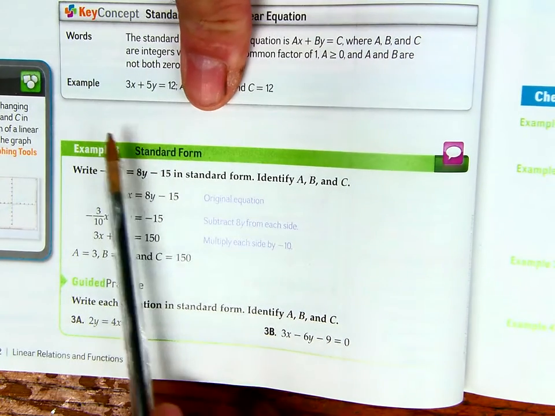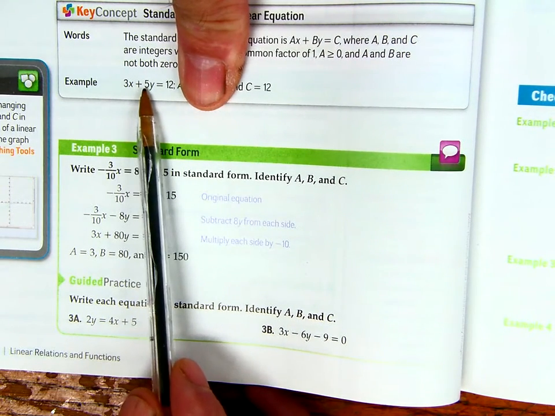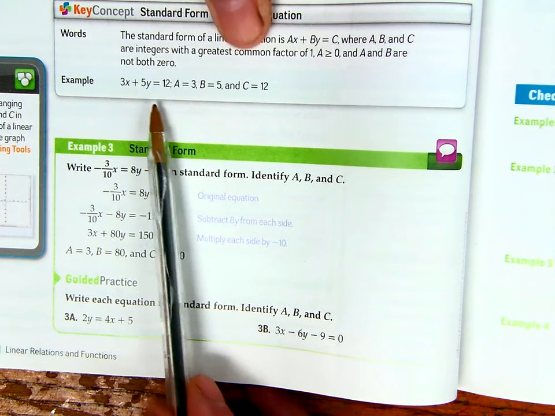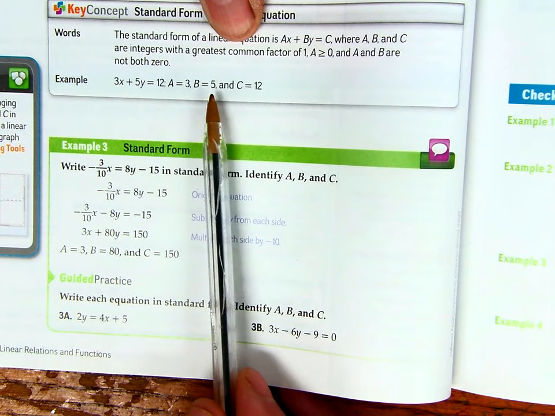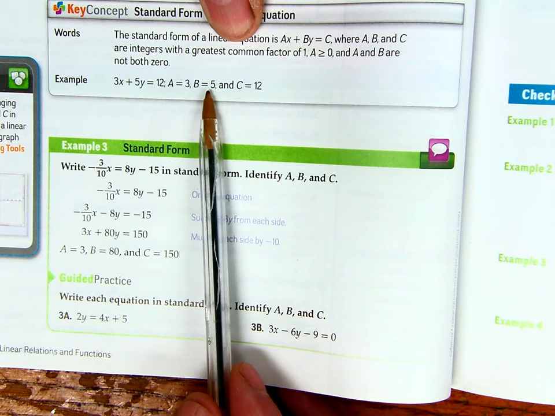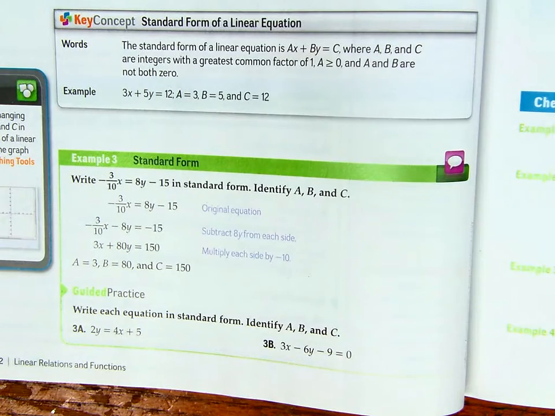Here's an equation in standard form. The x and the y, they're both on the same side of the equal sign. A is 3, it's the number in front of x. B is 5, that's the number in front of y. And C is 12, that's the constant that doesn't have a variable with it.